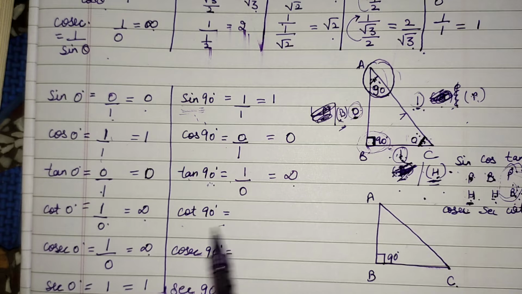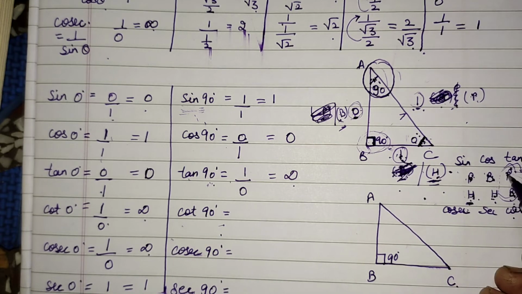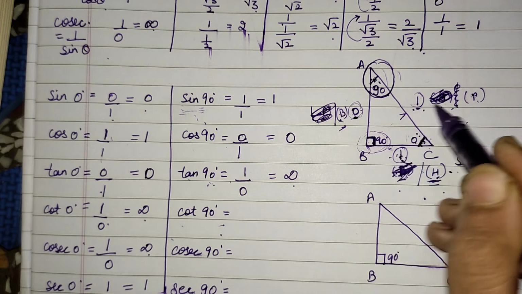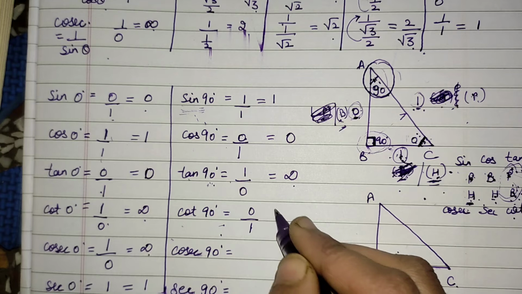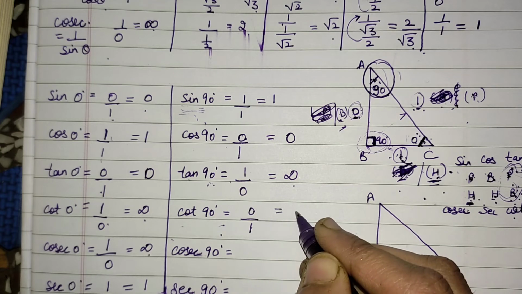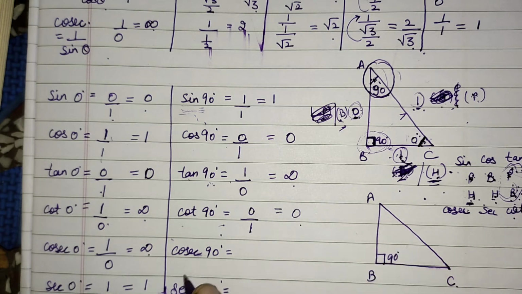So cot 90 degree. Cot 90 is base by perpendicular. So my base is 0 divided by perpendicular is 1. So 0 by 1 will give me again 0.